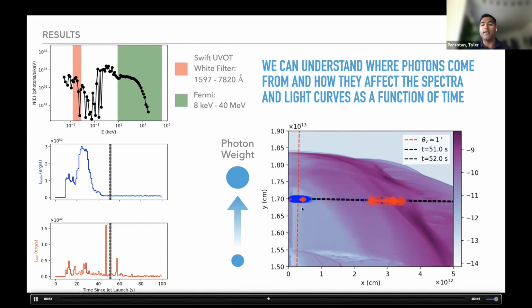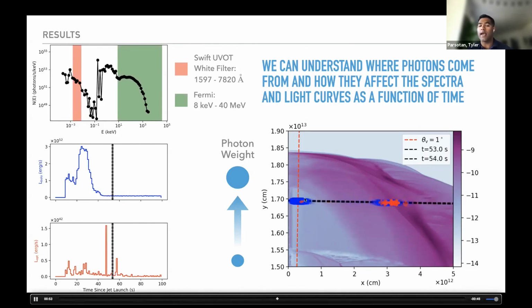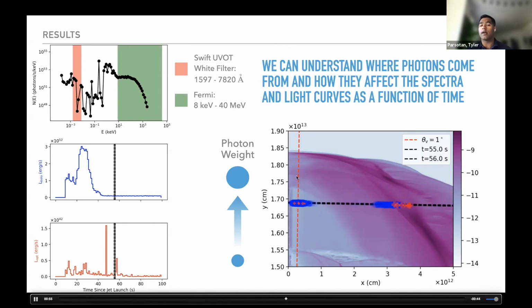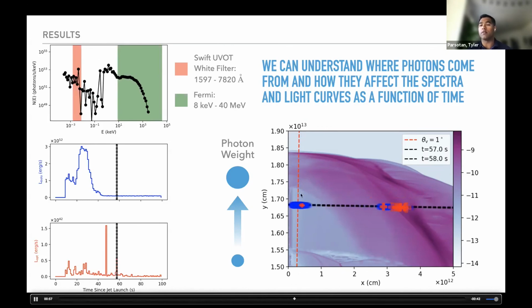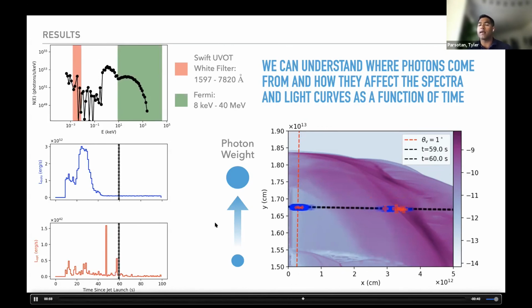Now, a lot of the bolometric photons, primarily actually the gamma ray photons, are coming from directly along the observer's line of sight, which is exactly what you expect.